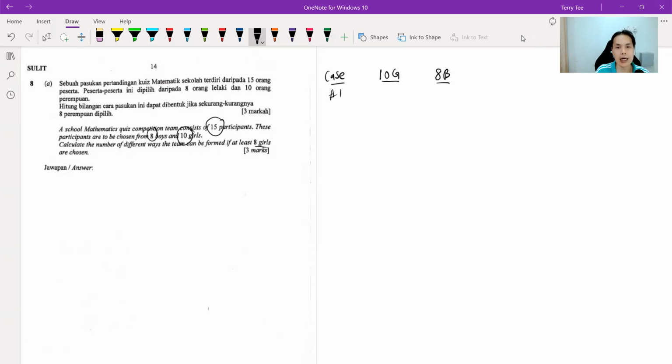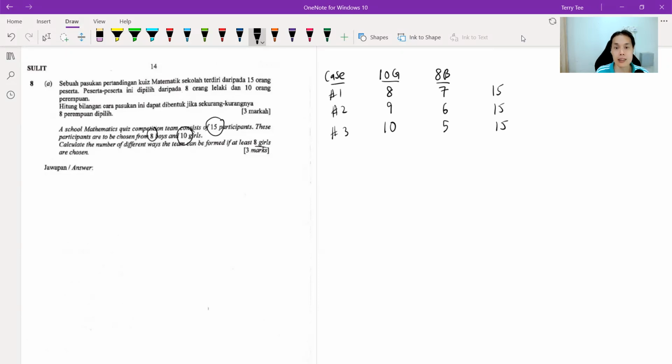Case number 1, I can choose 8 girls, right? At least 8 girls means I can choose 8 girls. Case number 2, I choose 9 girls. Case number 3, I choose all 10 girls. Now I can't choose more than that because maximum number of girls I have is 10. Okay, as for boys, remember your total number of participants should be 15. So if I choose 8 girls, I must choose 7 boys. If I choose 9 girls, I must choose 6 boys. So your total is 15. If I choose 10 girls, I must choose 5 boys.